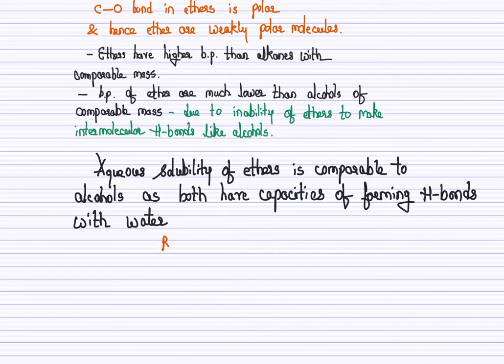For example, if this is ROR, right, then you have these water molecules, you can have some H bonding taking place here, and this H bonding is responsible for solubility of ethers in water, and this solubility is more or less comparable to that of alcohols, because like alcohols, even ethers are able to make hydrogen bonds.